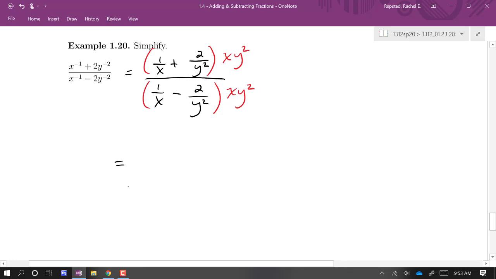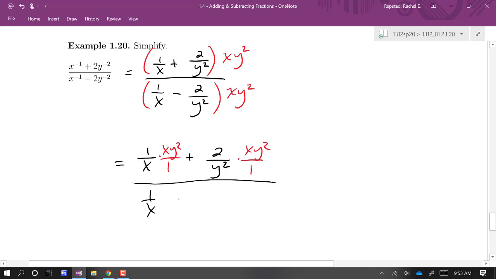Sometimes it can be helpful to actually do the distribution, like write out the distribution explicitly. So we would have 1 over x, 2 over y squared, times xy squared. On the bottom, 1 over x minus 2 over y squared. And then just start canceling.